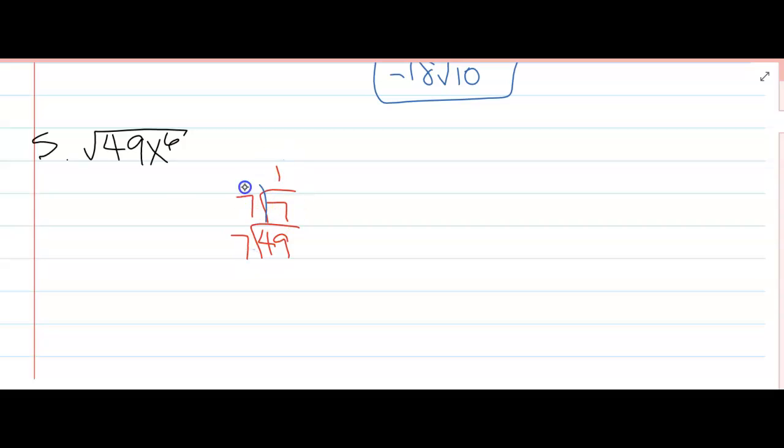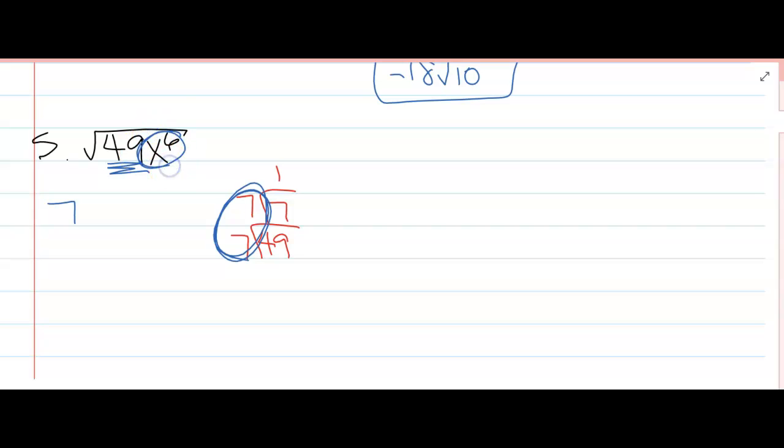Now when I go to pair things up, notice I've got a pair of 7's, which is going to go on the outside, and I've got nothing left over except that 1. If you have nothing left over on the inside, it means that number was a perfect square. Think about it: the square root of 49 is 7. If you recognize that, you don't technically need to cake it, you could just say the square root of 49 is just 7.